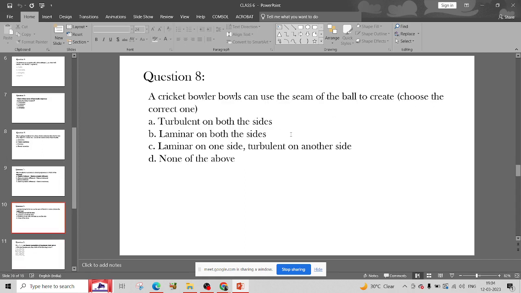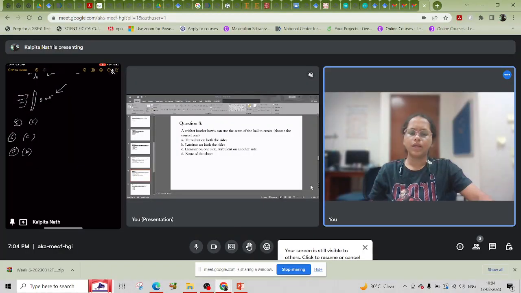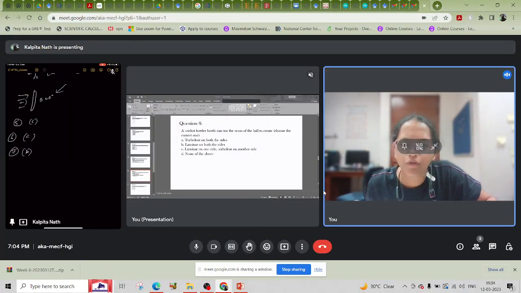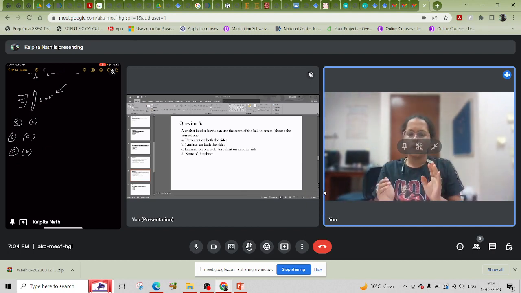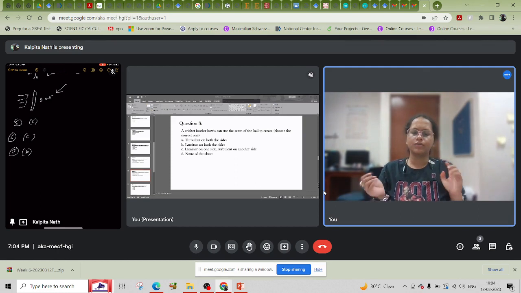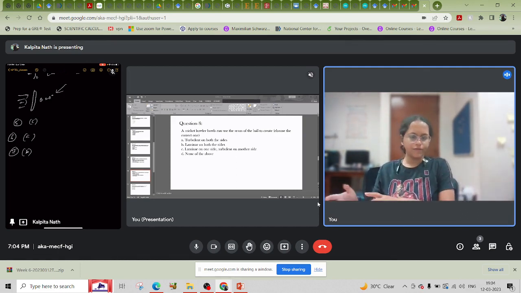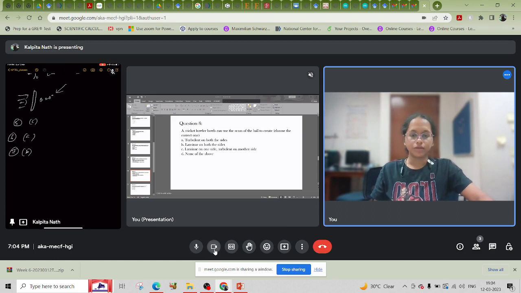Now question number 8. The cricket bowler can use the seam of the ball to create which of the following: turbulent flow on both sides of the ball, laminar on both sides of the ball, laminar on one side of the ball and turbulent on the other side? Now answer me this. Take 2 minutes for this because it requires some critical thinking, and after that we'll go on with the solution.